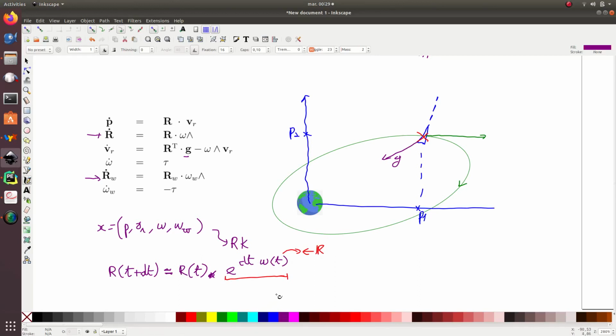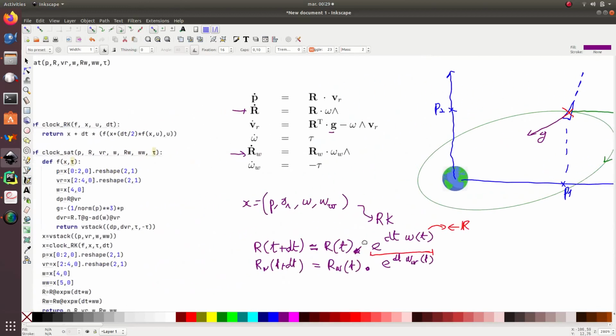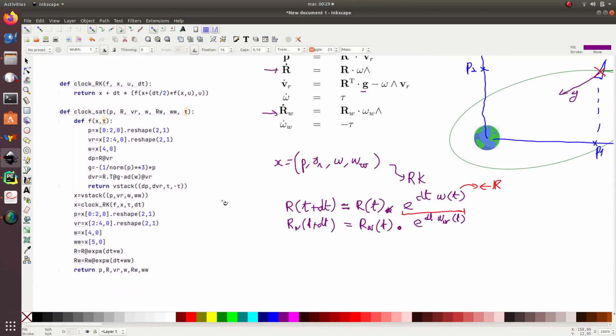In the same manner for the wheel, I will have R wheel at time t plus dt equal to the orientation of the wheel, R of t, which is a rotation matrix, multiplied by the exponential of dt times the rotation rate of the wheel at t. I will do this, and for this I will use the following Python program.